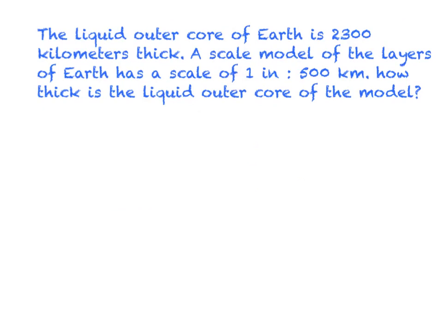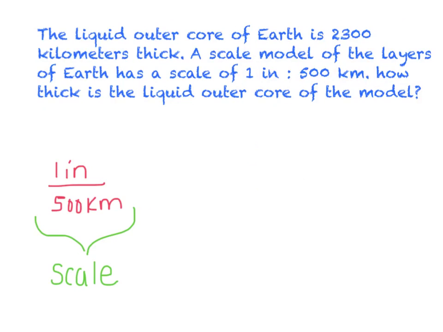So the first thing we want to do is write out what our scale is. And we were told right here that our scale is 1 inch to 500 kilometers. So now I have that written out here. And again, that is the scale. Now we're going to fill in what we need to solve for. So we were told that the outer core of Earth is 2,300 kilometers thick. So we put the kilometers on the bottom so it matches up to the kilometers in our scale. And then we're solving for what it is in inches. So we have x on top. Then to solve this proportion, we cross multiply and solve for x.